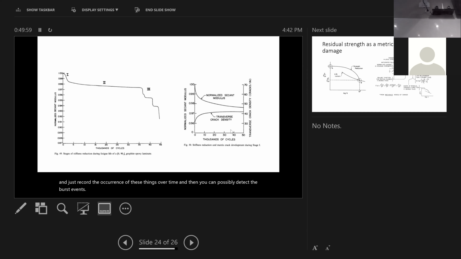When you have initial damage, when you go to this region, what happens is that you have more and more. You can accelerate the fiber breaking. Fiber breaking becomes more and more frequent events.